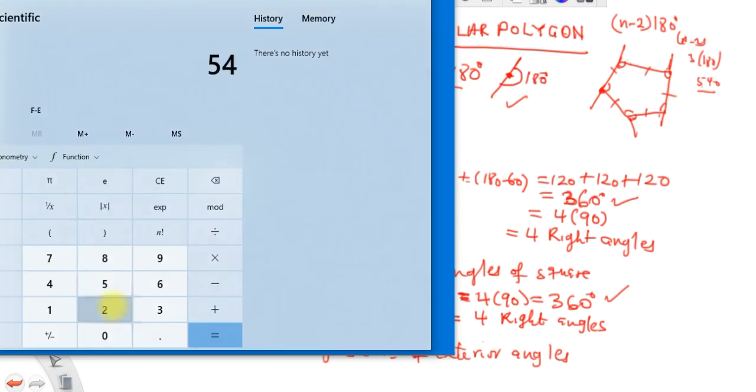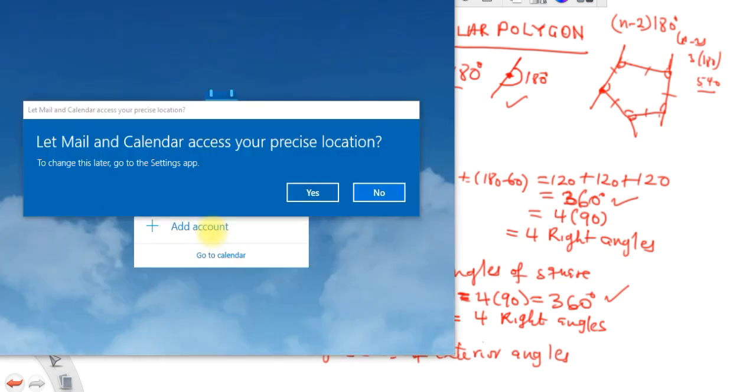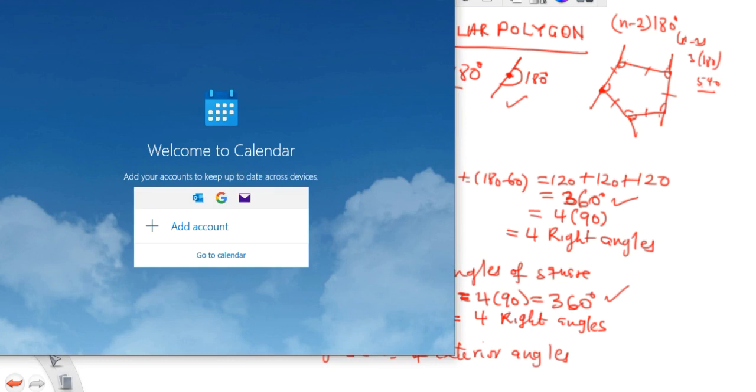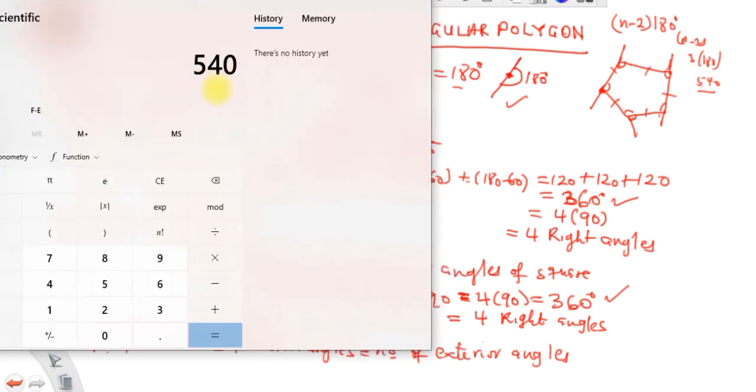540. This is the sum of the interior angles of a regular pentagon. Since the pentagon has 5 sides and 5 angles, and all the angles are equal, if I divide 540 by 5, I get each of the interior angles of the pentagon, which is 108 degrees.